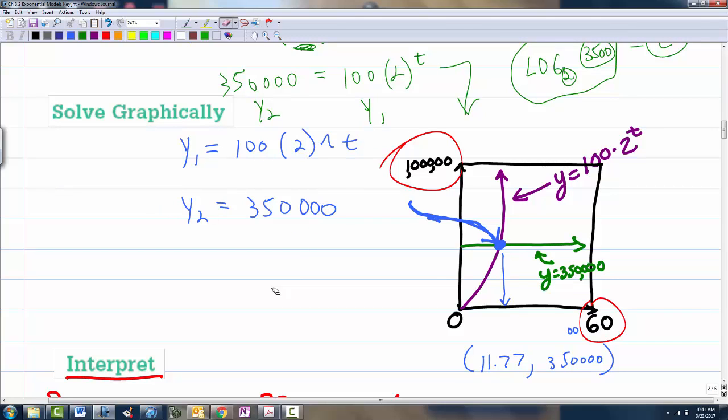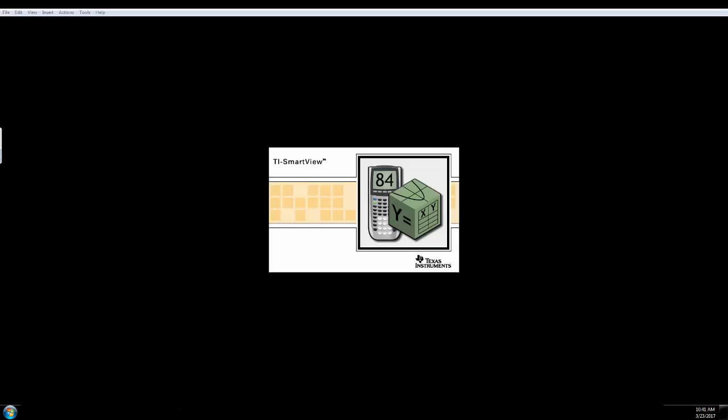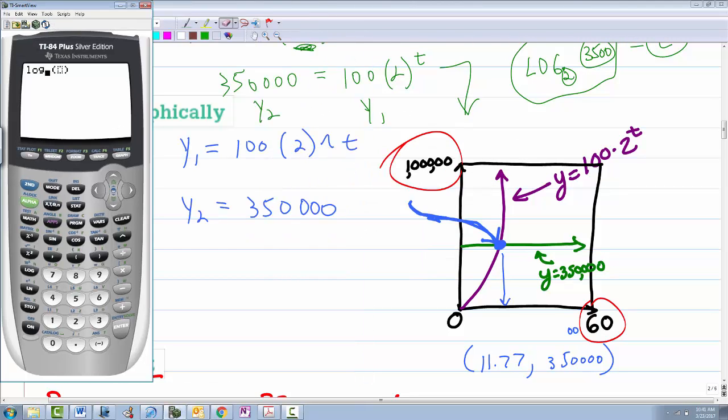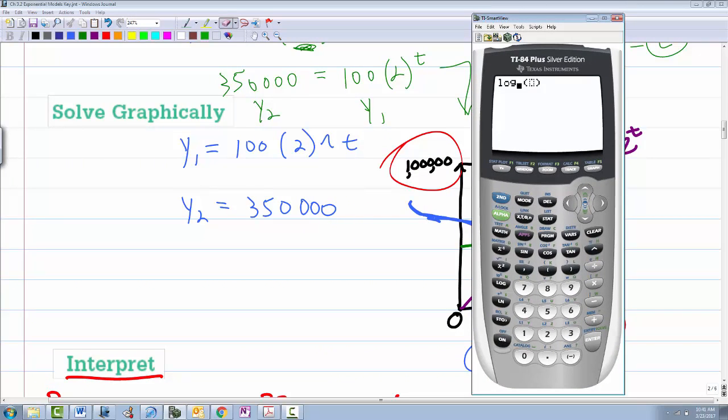Now I will emulate this on the graphing calculator, which I just closed. This was just a little sketch to save time, because I do believe there are some people that are still struggling with the graphing calculators, how to set them up and all that other stuff. And then we'll speed up the notes after this. But 100 times 2 carat, and I do have an upgraded calculator, so it throws that, and I don't have t, but you just put x. And then 350,000.